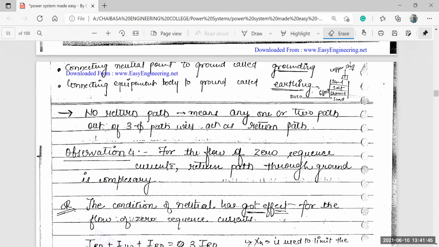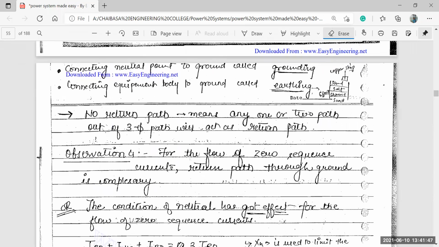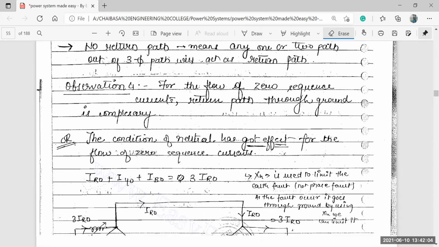Now, no return path means one or two phases out of the three phases will act as a return path. It happens if there is no return path, meaning one or two phases out of the three will act as a return path. This is the observation we see.